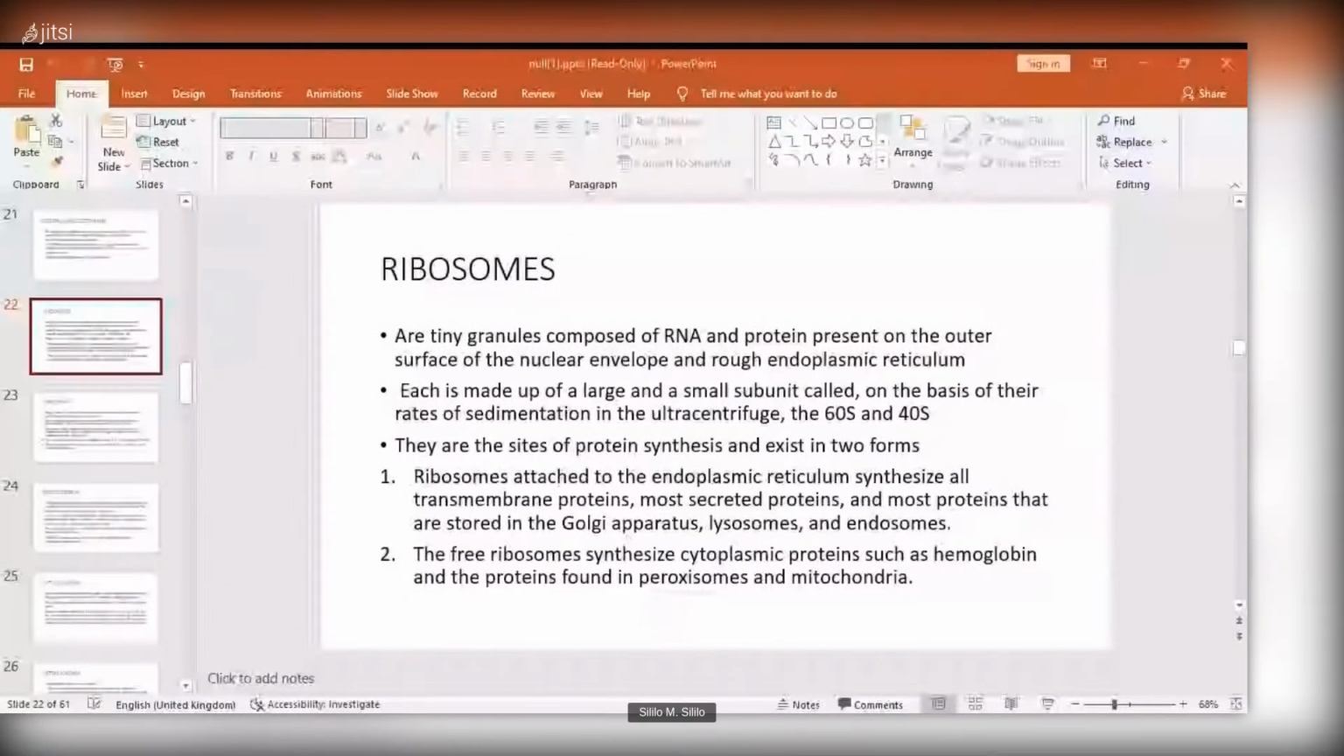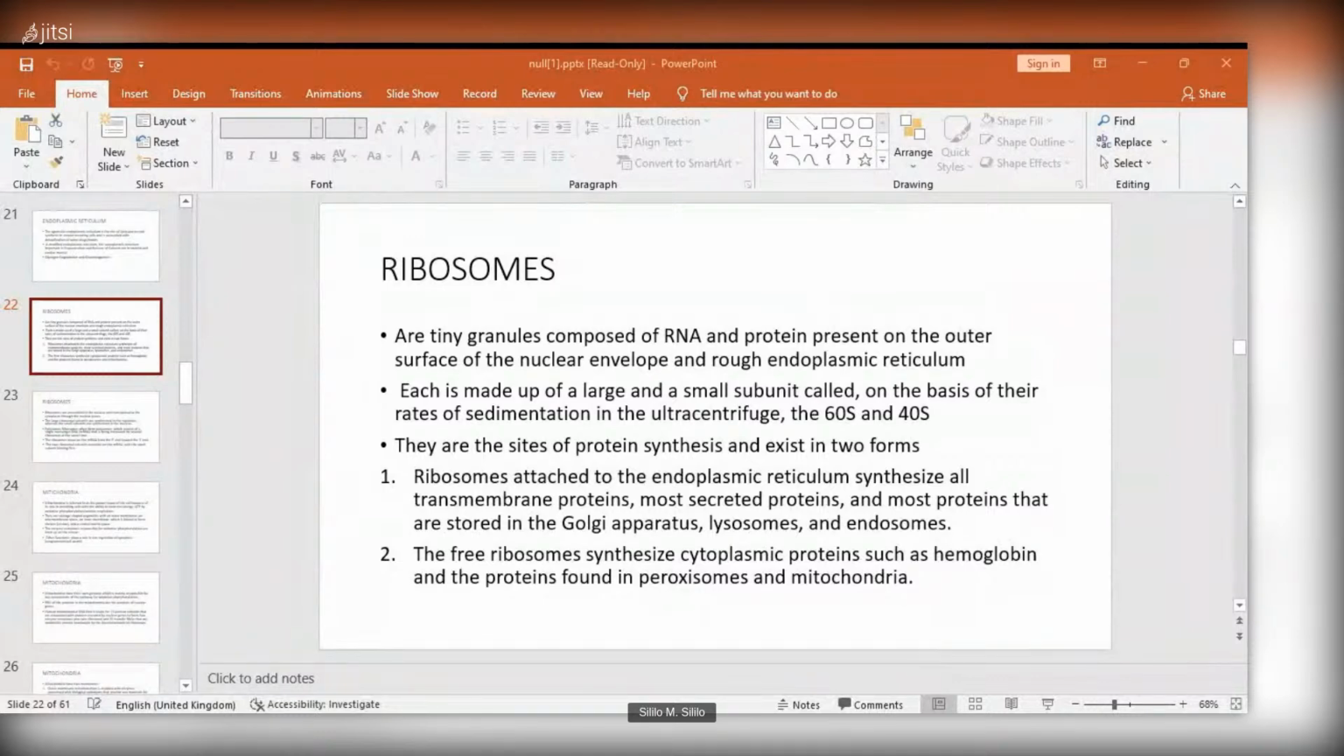Okay, in terms of function, someone was trying to differentiate. That's why the difference is. We start with the ones that are on the endoplasmic reticulum. These synthesize transmembrane proteins. Transmembrane proteins are the ones that are traversing through your cell membrane. Of course, also proteins that are stored in your Golgi apparatus, your lysosomes, and your endosomes. We look at all these types of organelles in just a few slides.